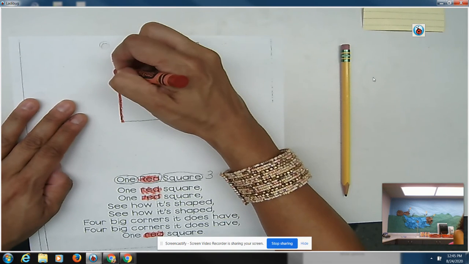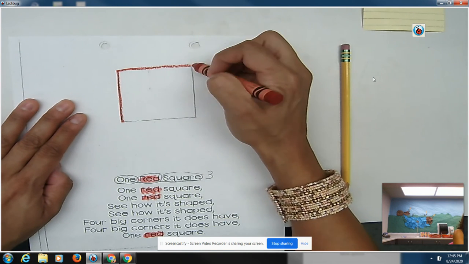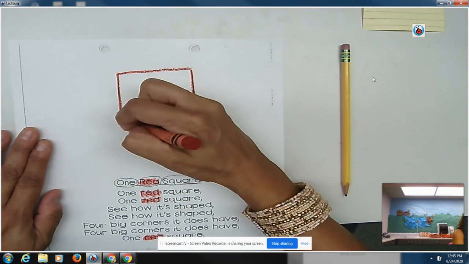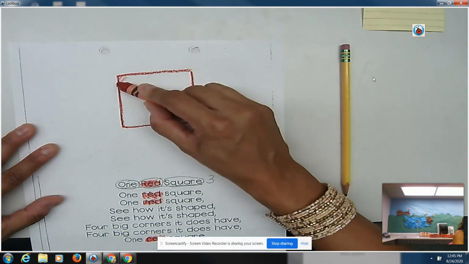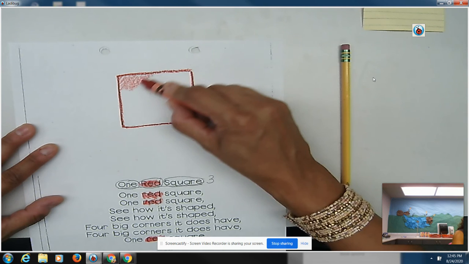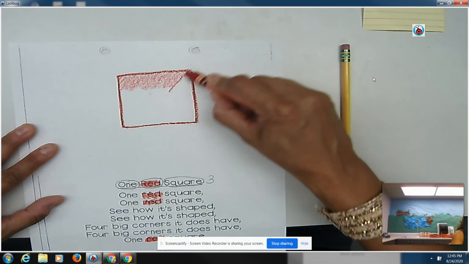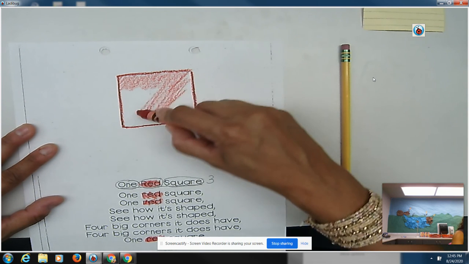I'm going to take my red crayon and I'm going to outline it first. And then, guess what? I'm going to color it in nice and neat. And there you have one red square poem.